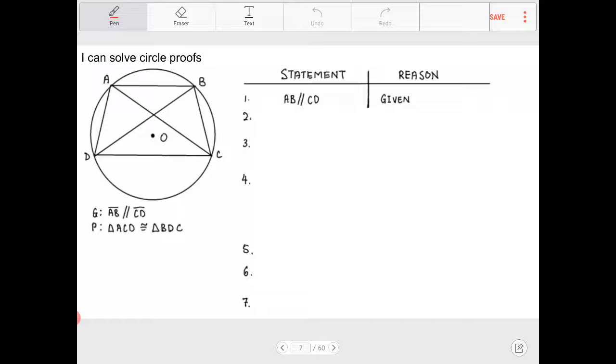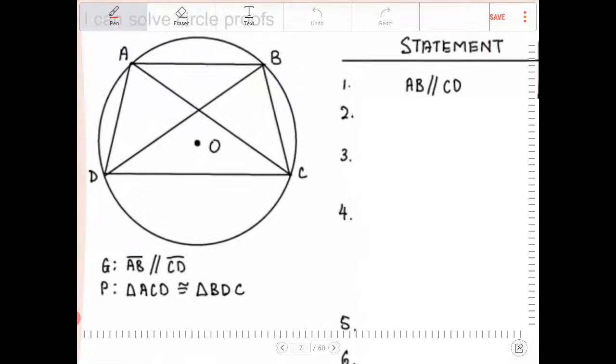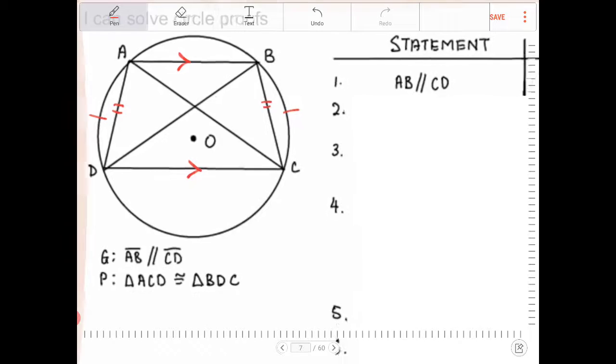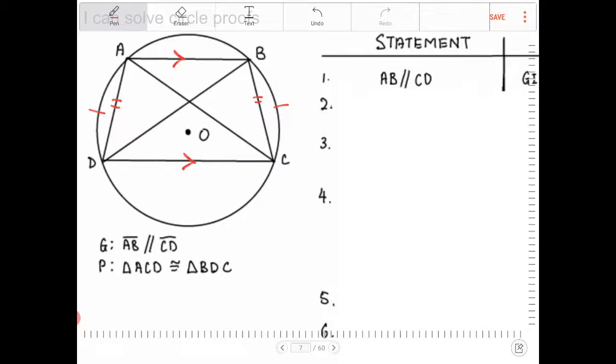We know that AB is parallel to CD, right? So immediately, if I know that these two lines are parallel, these arcs must be congruent, because parallel lines intercept congruent arcs. And if congruent arcs are present and there are chords present, then these chords must be congruent, because congruent arcs intercept congruent chords. So now I have a pair of sides I can talk about. I'm trying to prove triangle ACD is congruent to triangle BDC.